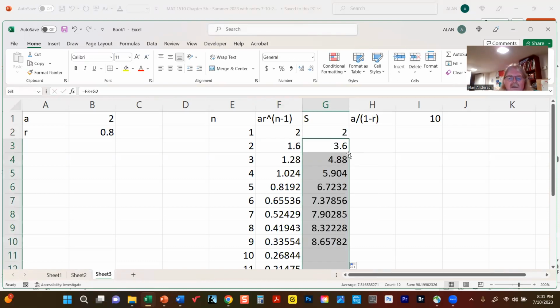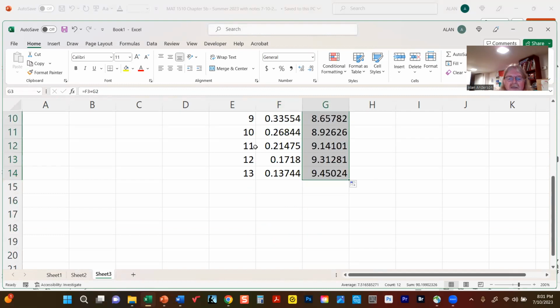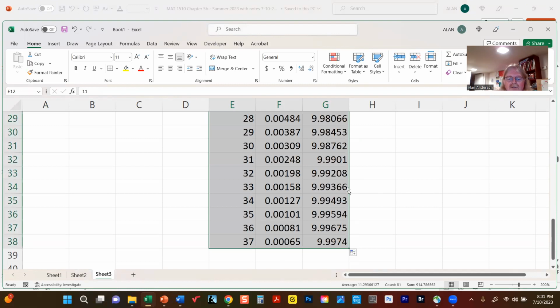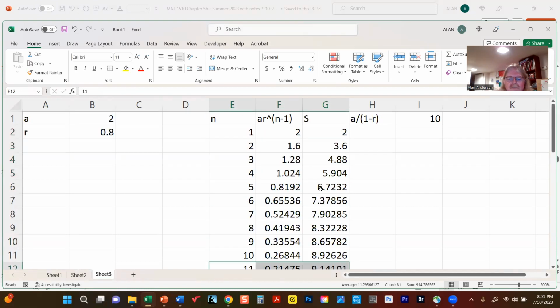All right. So let's see. Does it look like they're getting close to 10? It kind of does, doesn't it? It sure does. So in the limit, as n goes to infinity, the sum of these terms is approaching 10.